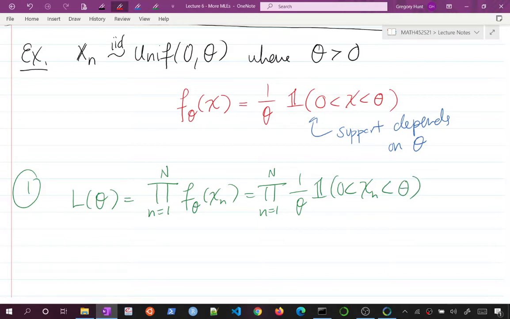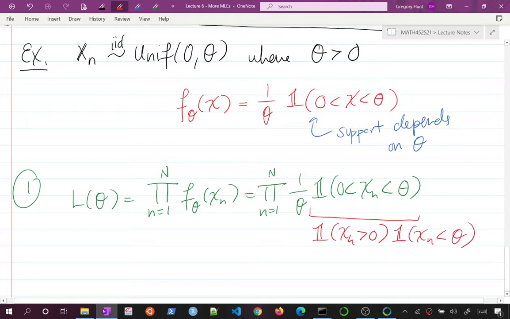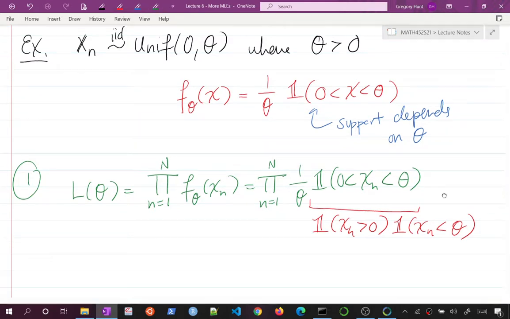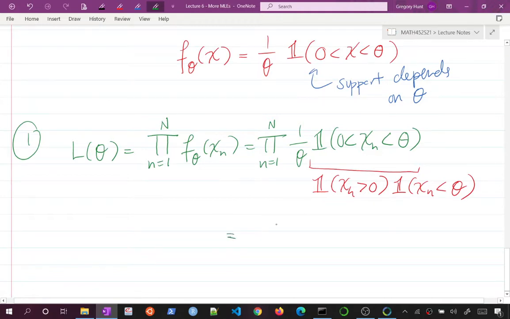Now, the first thing I want to do is break this up. This is really saying x sub n is bigger than 0 and x sub n is less than theta. I know how to write that with indicators: the indicator that x sub n is bigger than 0 multiplied by the indicator that x sub n is less than theta, because that product is only going to be 1 if both are true. So when I push through this product, of course I'll get 1 over theta to the n, and then these products of indicator functions.